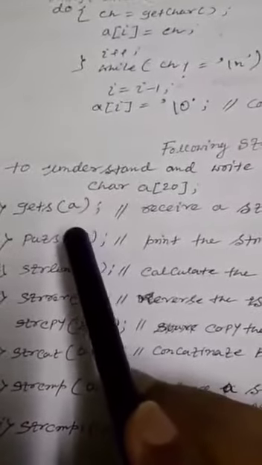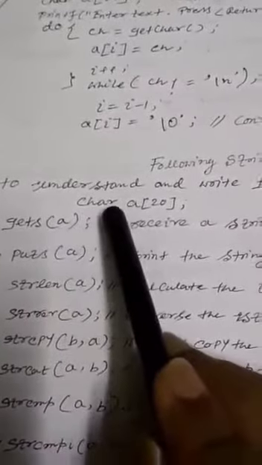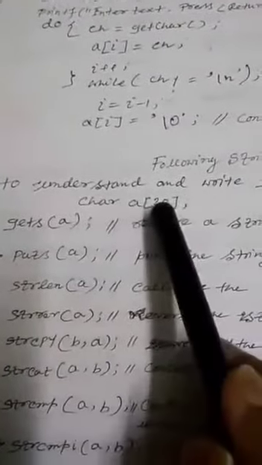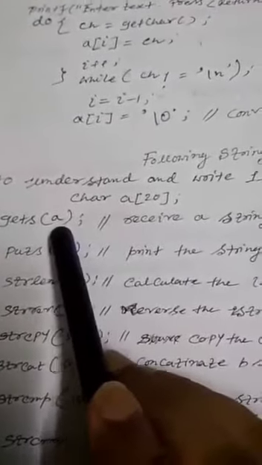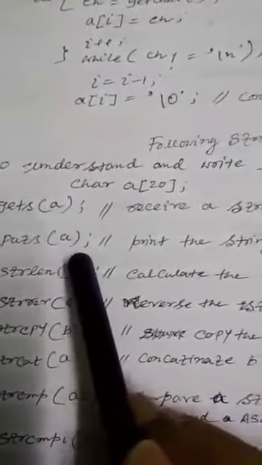Now there are some very useful inbuilt functions to handle strings, like gets. We will declare a character array. We can use a character pointer as well, which we will discuss in the pointer chapter, but for now deal with a character array. So with gets we pass the array name. We know that the array name itself is a pointer. The gets function will receive a string in a. puts is another function which will help us print the string on the console.